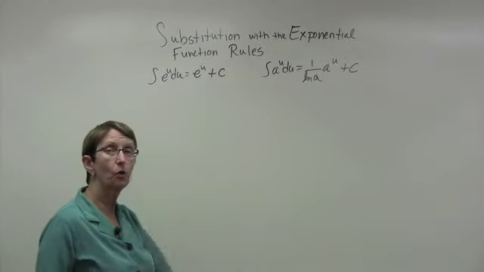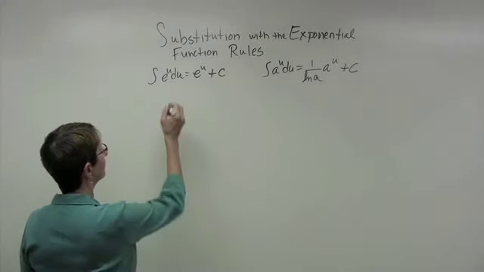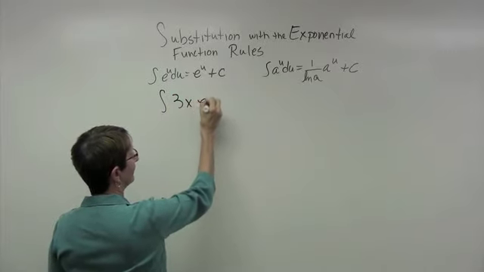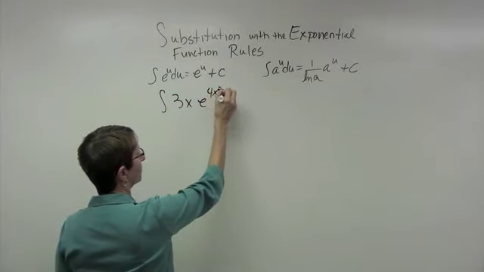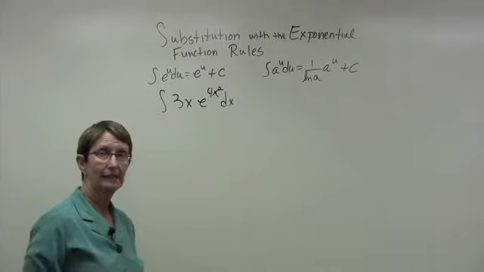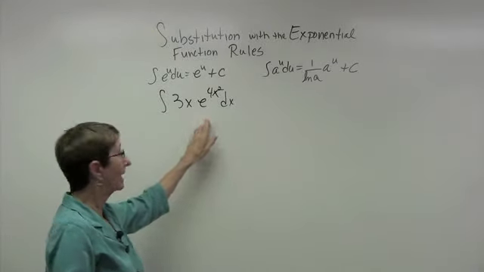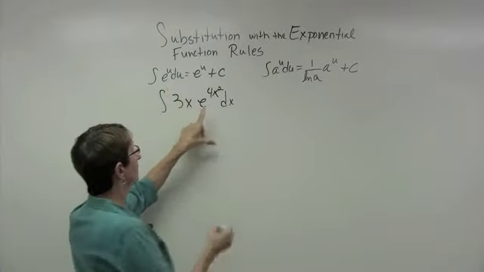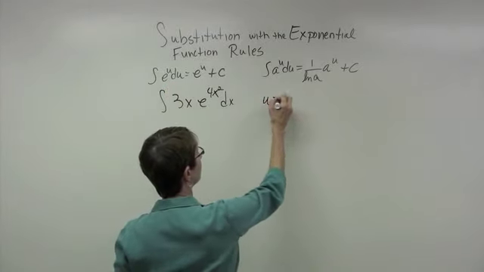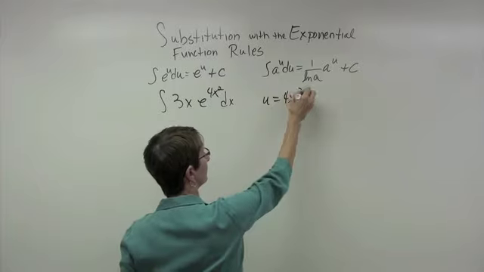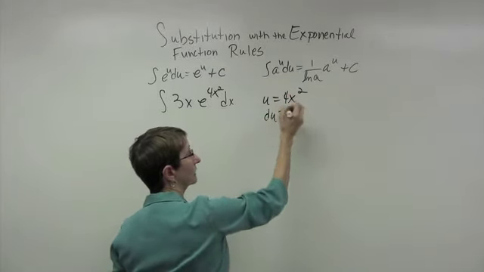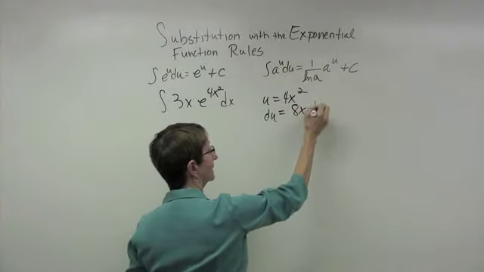So let's first look at one that has an e as the base. The integral of 3x e to the 4x squared dx. Whenever there's an e, you look to the exponent because we have a rule for e to the u. So in here, our first guess would be that u is 4x squared. To find du, we take the derivative, would give us 8x, and then dx.